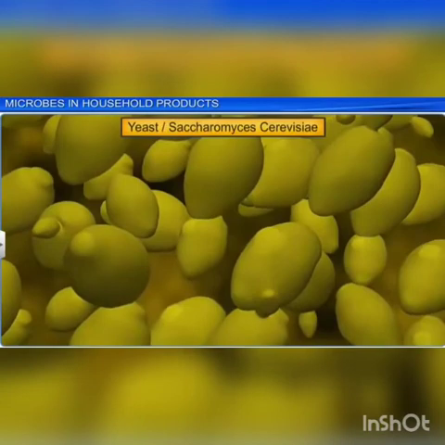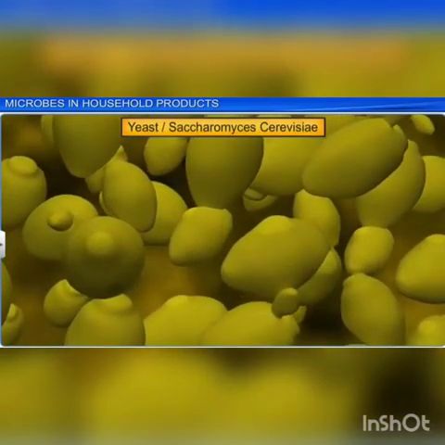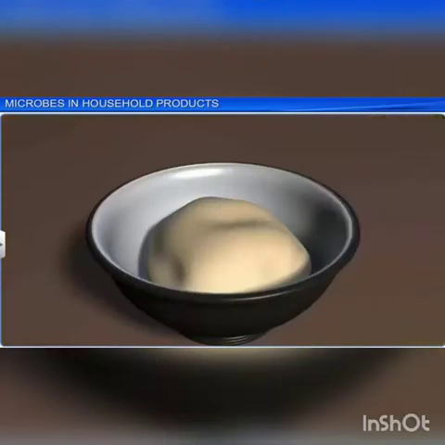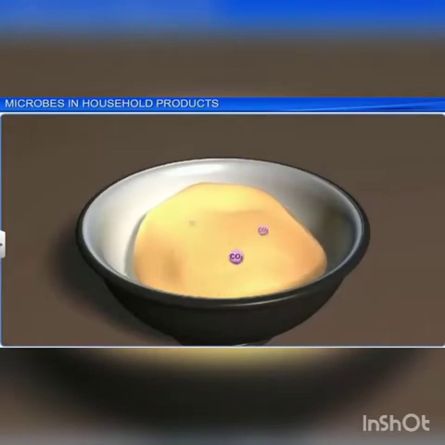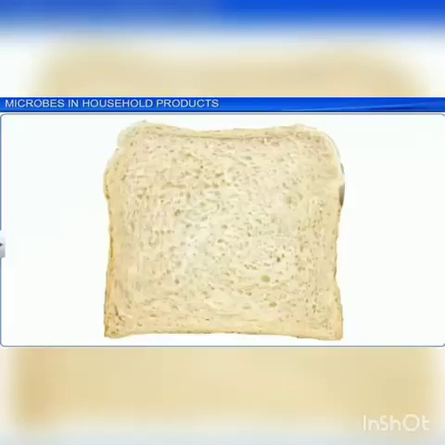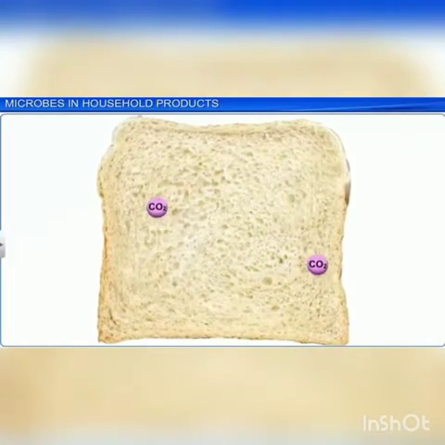Fermentation of glucose mainly forms ethyl alcohol and carbon dioxide, which is responsible for leavening of dough. The holes that come in the middle are because of this carbon dioxide. When leavened dough is baked, both carbon dioxide and ethyl alcohol evaporate, making the bread porous and soft.